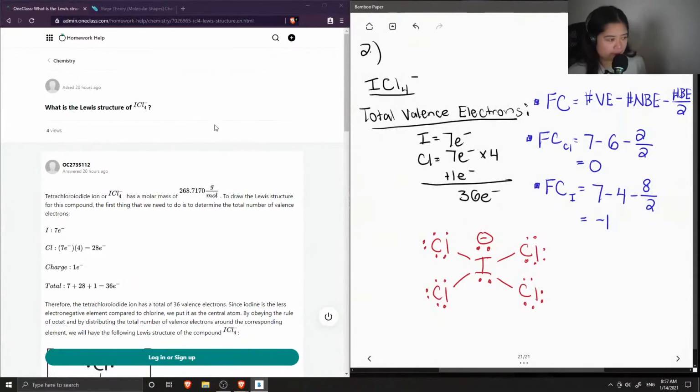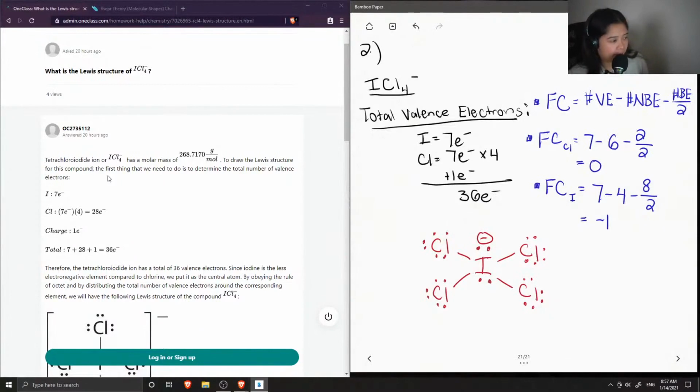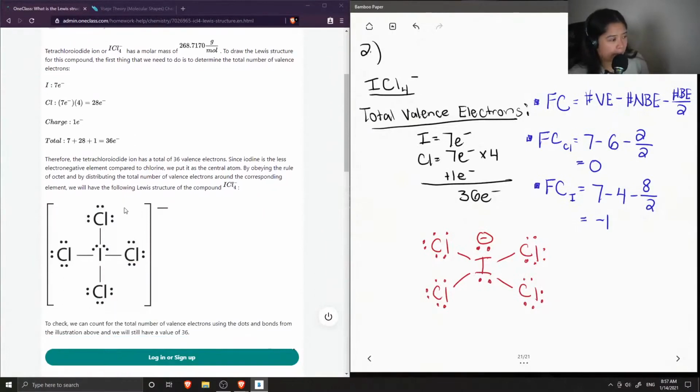So now let's see what the junior tutor said. Tetrachloroiodide ion has a molar mass of 268.7 grams per mole. And to draw the Lewis structure for this compound, the first thing we need to do is to determine the total number of valence electrons. So they got 36. So therefore, the tetrachloroiodide ion has a total of 36 valence electrons.